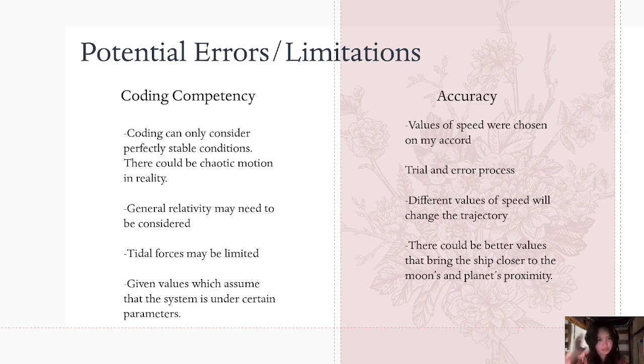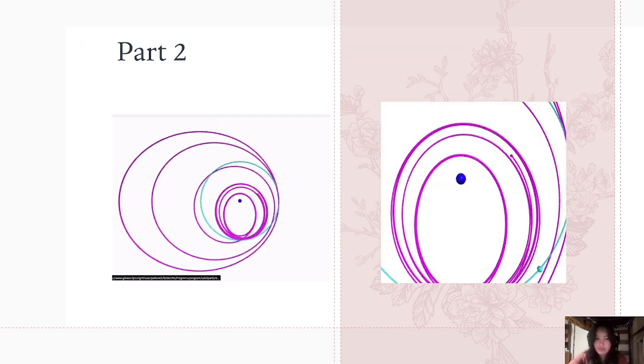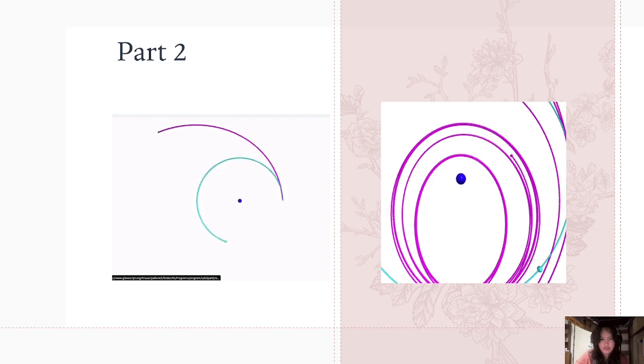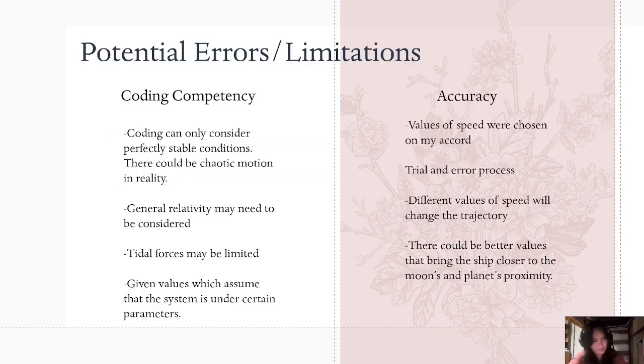Some of the potential errors and limitations to this lab are that the code only considers perfectly stable conditions, so it does not predict chaotic motion or general relativity, which could very well change any accuracies reflected in this computational model. The tidal forces between the moon and the planet are not considered. They also may be very limited in this equation. As you can see, there is some bit of change to the trajectory of the spaceship, but not enough to show that there's a great gravitational tidal force between the two. And then the given values were under certain parameters, which do not reflect anything that could be an external force, such as the black hole that was previously mentioned in part 1.